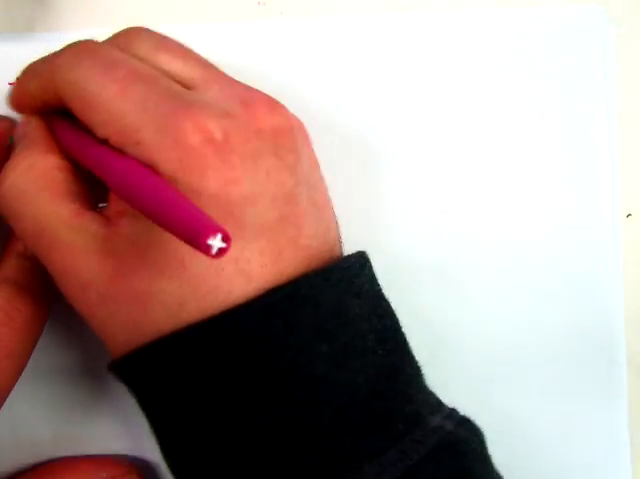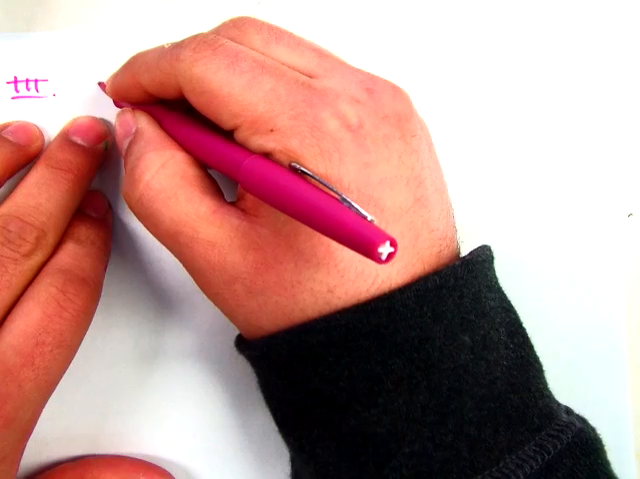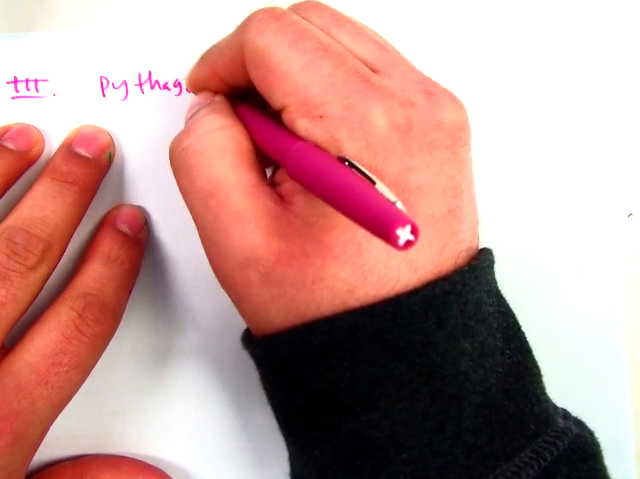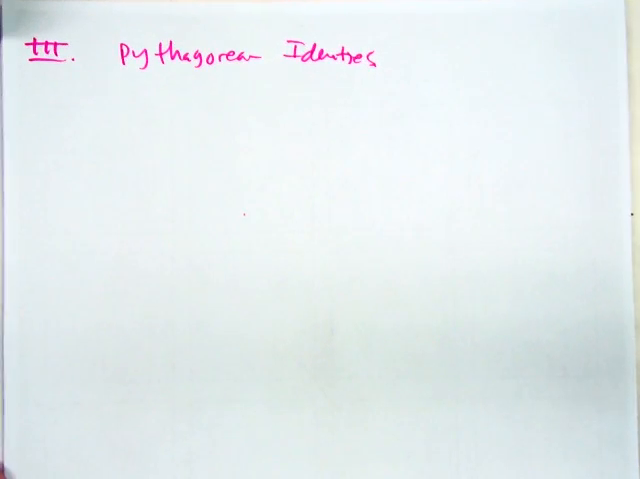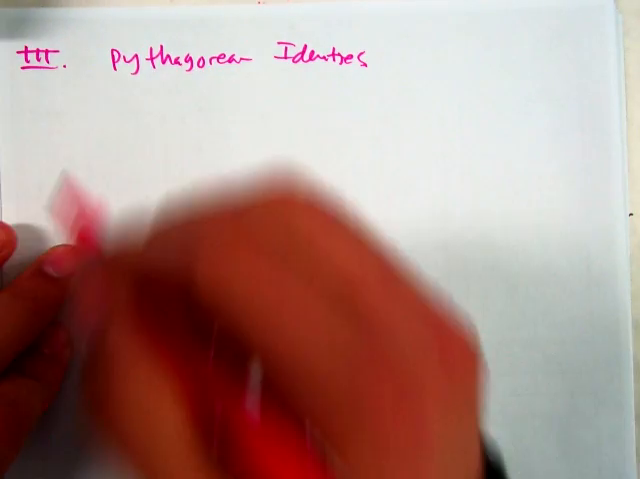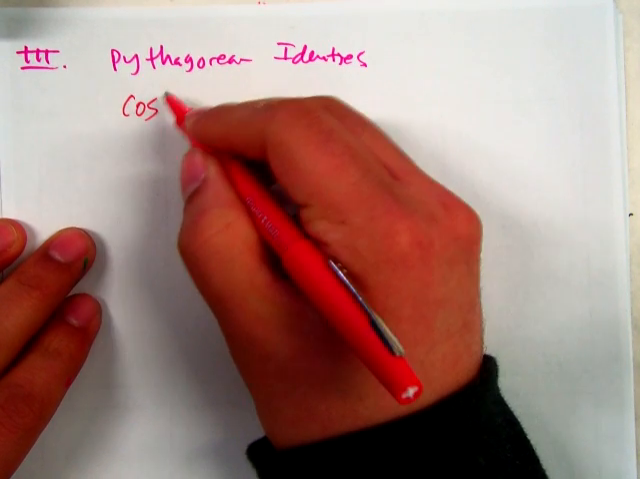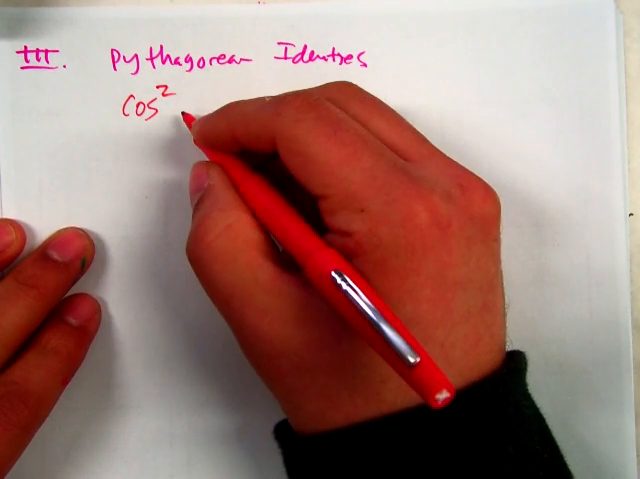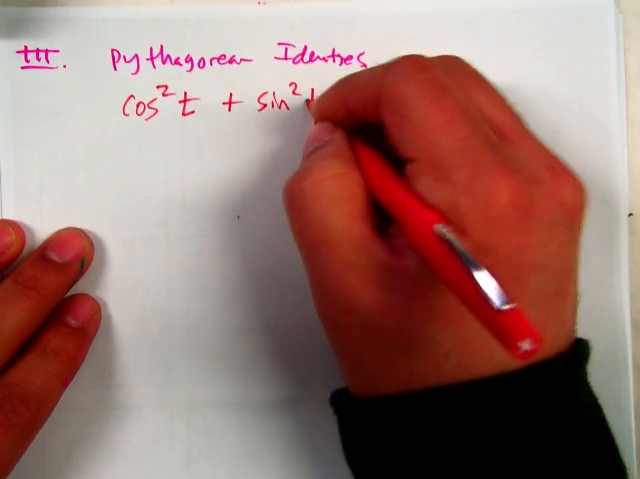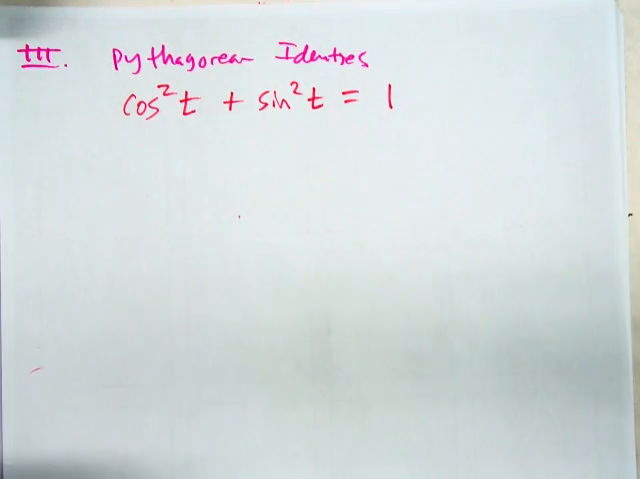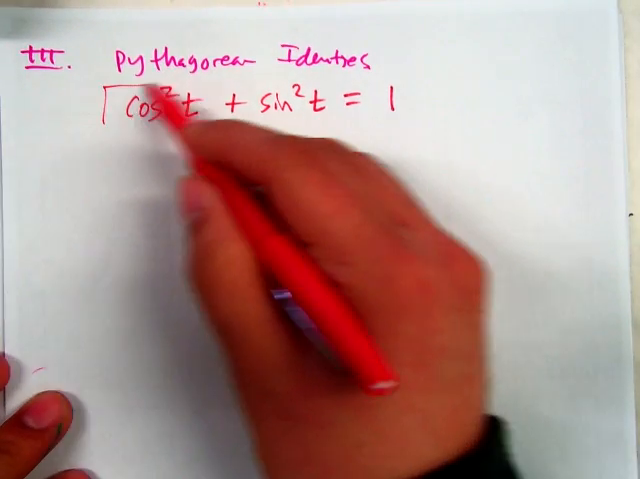All right, skill number 3 is the Pythagorean identities, or using them. You already know one of the Pythagorean identities. The big one that we kept talking about over and over. You guys remember it? Cosine squared. I'm going to use t since the book likes to use t in this unit. Cosine squared t plus sine squared t equals what? 1. Don't ever forget that, right? So this is one that we already know.